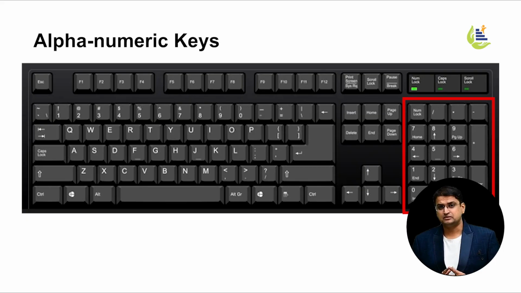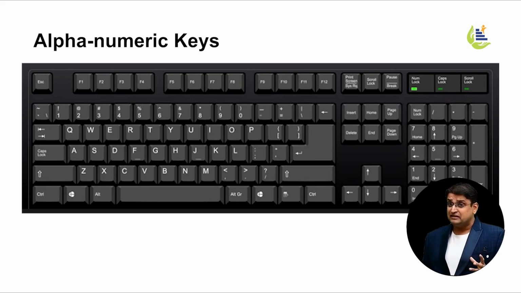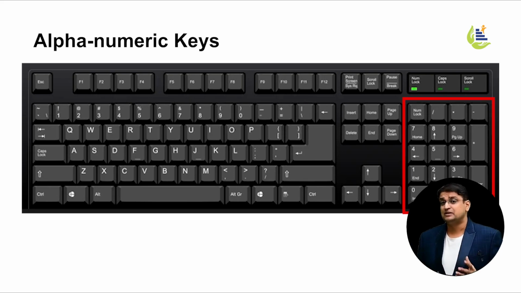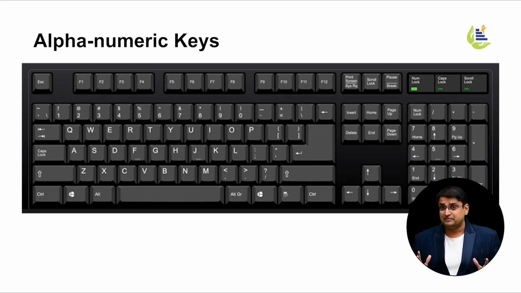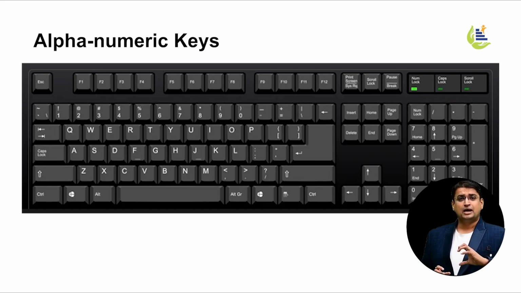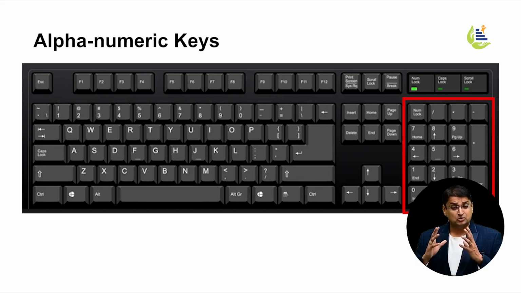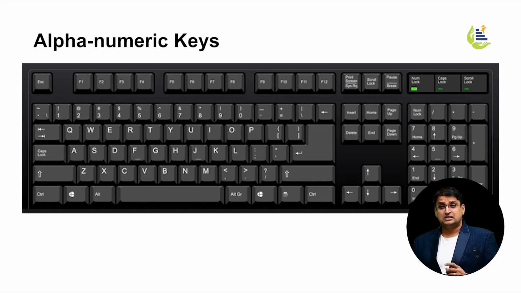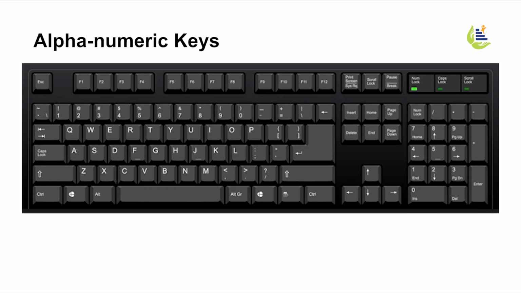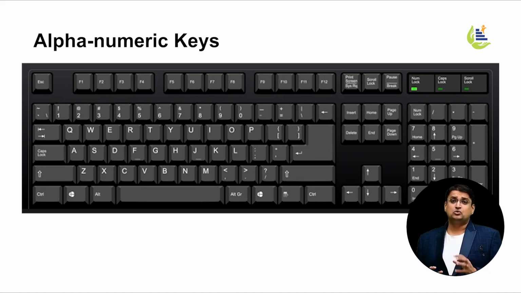Numeric keys are located at the right-hand side of the keyboard. They consist of digits and mathematical operators. It typically contains a group of 17 keys. Numbers from 0 to 9. Mathematical operators: addition, subtraction, multiplication, division. Additional keys like period for decimal input and sometimes a numlock key to toggle the keypad's function.